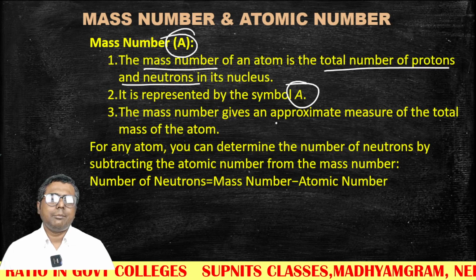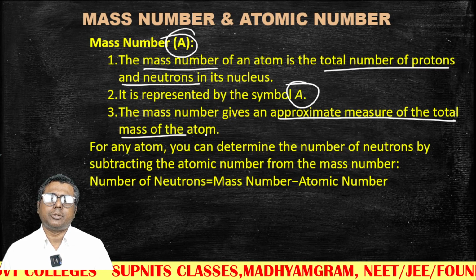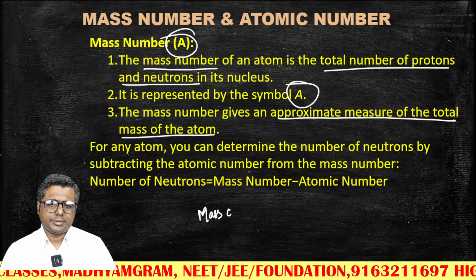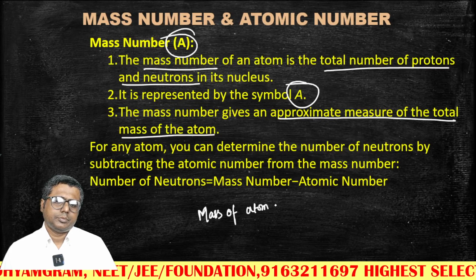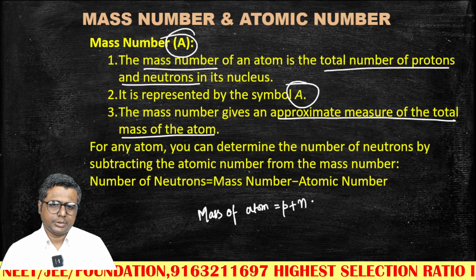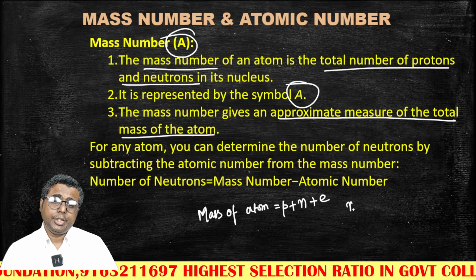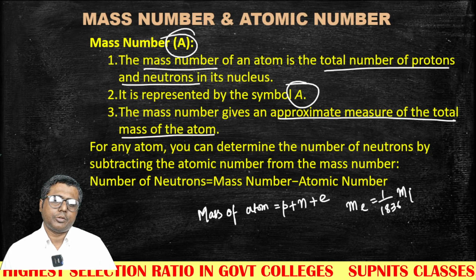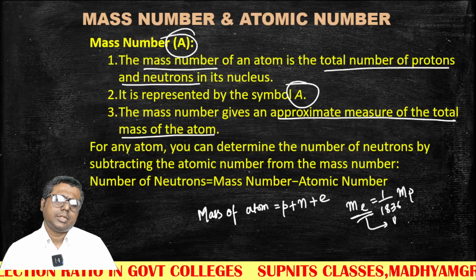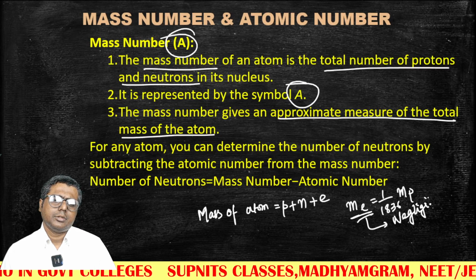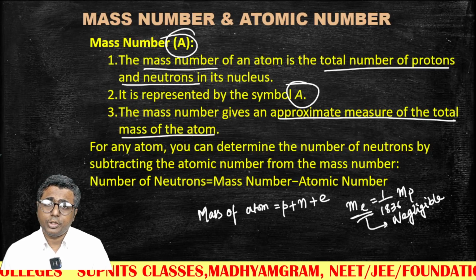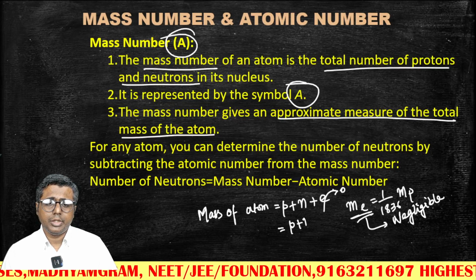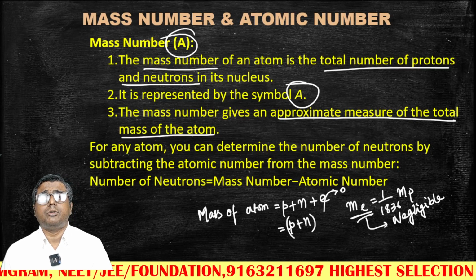The mass number gives the approximate measure of the total mass of the atom. See, the mass of an atom is the mass of its particles: the mass of protons, neutrons and electrons. Now, we already know that the mass of an electron is 1/1836 times the mass of a proton. So, this is very much negligible, because it is very small compared to a proton or neutron. So we will take it as 0, ignore it, and take only the mass of protons and neutrons while finding the mass of an atom.